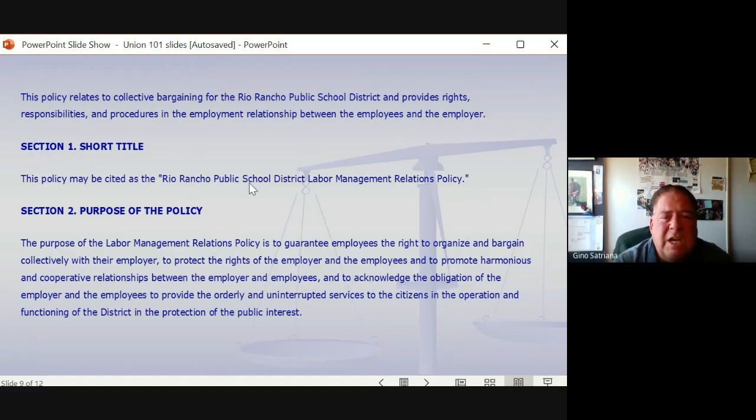This is a policy. This used to be called Policy 201. It's a different policy now. This is board policy, made by the board. The policy relates to collective bargaining. So even the school district has a policy that we have a right to bargain. So not only do we have the PIBA, but we also have a policy at our own district that we have a right to bargain.